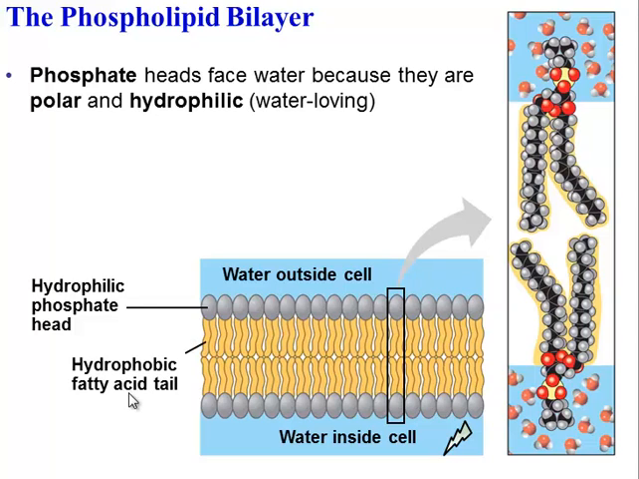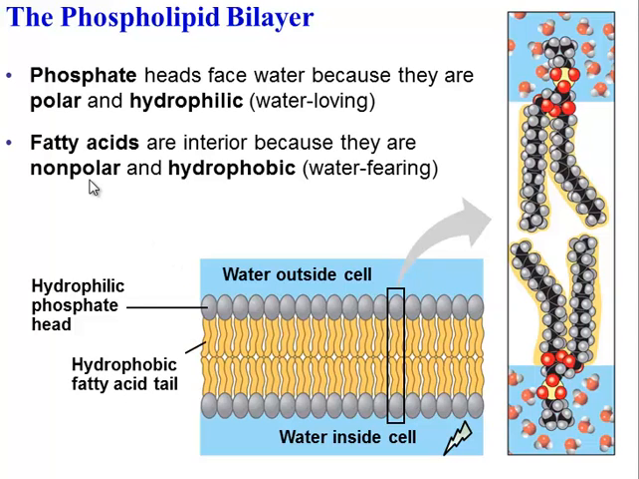Meanwhile, the fatty acid tails are nonpolar. They hate water, so in order to hide from water, the fatty acid tails are sandwiched on the inside and the phosphate heads are found on either exterior so that they can interact with water. And this close-up shows you how the phosphate heads right here are attracting to the different water molecules. Meanwhile, the fatty acids that are hydrophobic stay safe on the inside away from water.